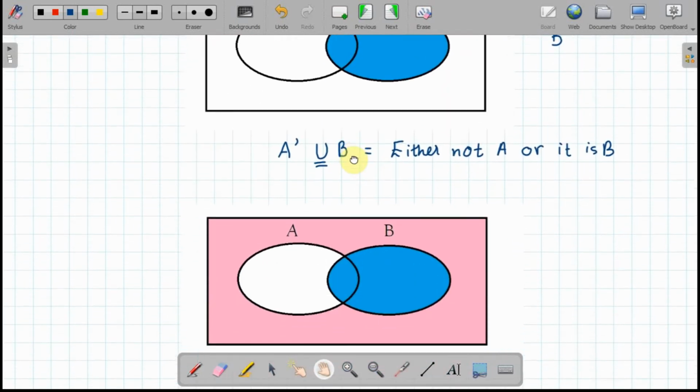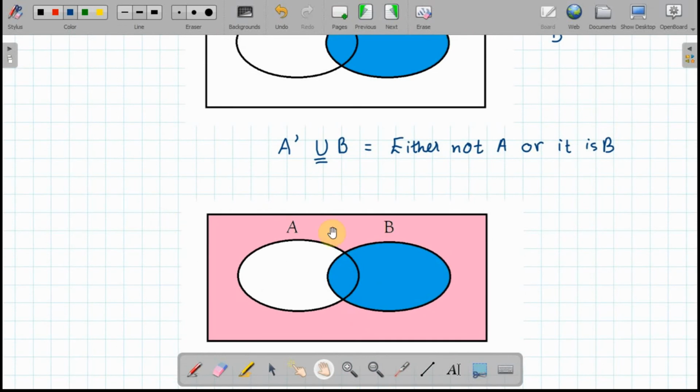So to do that, we have this diagram: either not A, which is the entire outside and the crescent of B. Crescent of B would be this bit here, and the pink bit on the outside, or it's B, which is the entire circle of B, or the oval of B. So you're left with this diagram. Yeah, the only bit that is unshaded is the crescent of A. Okay, let's have a look at the next one.